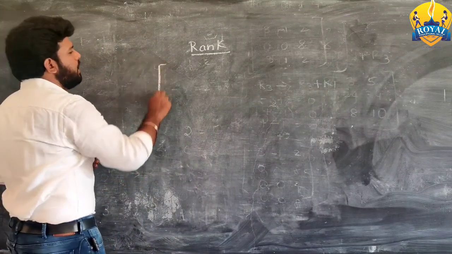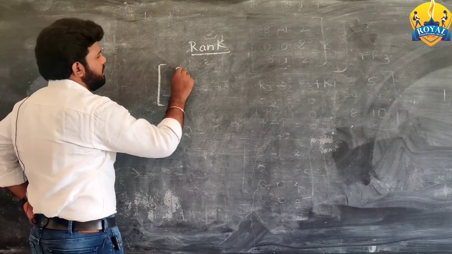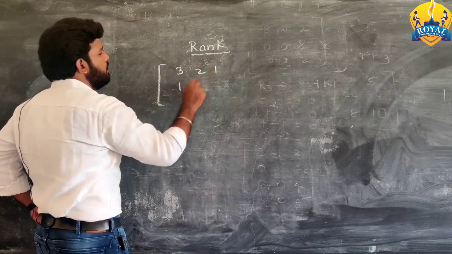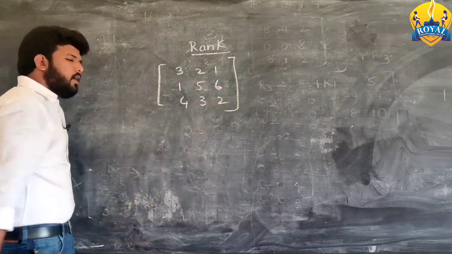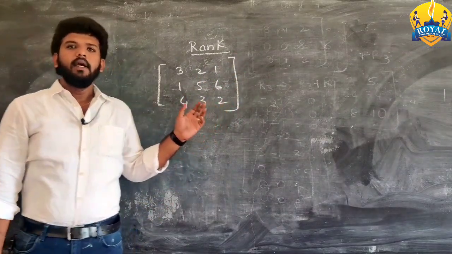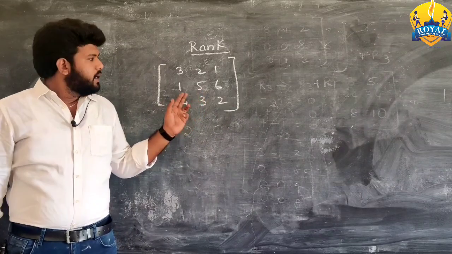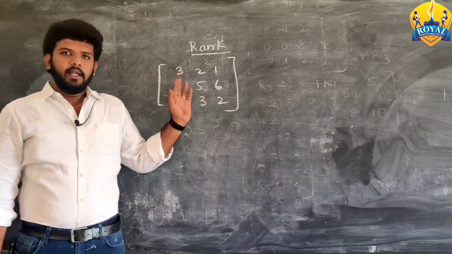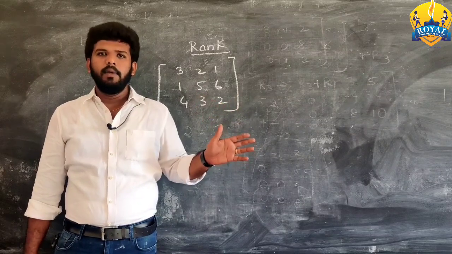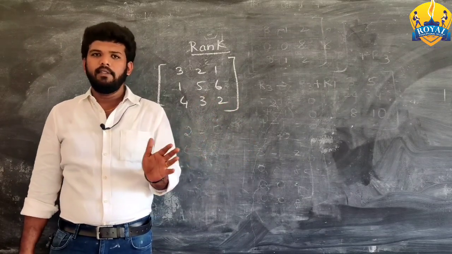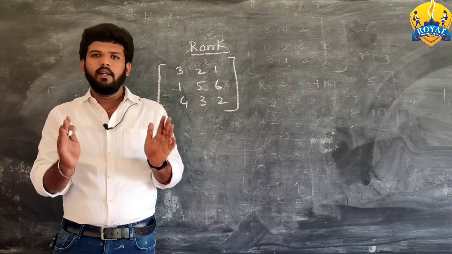So I'll just take a 3 cross 3 matrix. So 3 2 1. So this is a 3 cross 3 matrix. இதுல if I take a row and a column, ஏதாச்சும் ஒரு row and column எடுத்தீங்கன்னா அதுதான் அதோட sub matrix. ஒண்ணும் இல்ல cofactor கண்டுபிடிப்போம்.